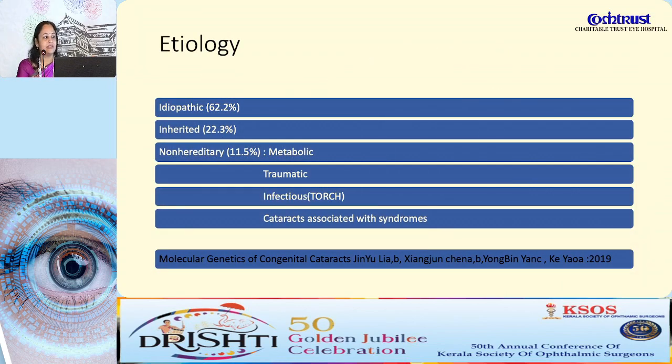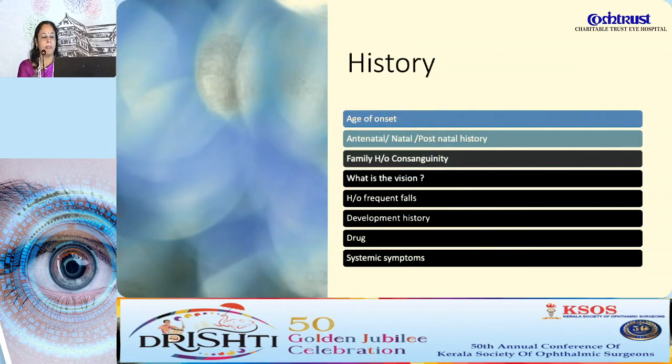So as Naveen has told, the most common cause is idiopathic, 62% literally. And inherited causes are around 22.3%. And non-hereditary causes, as you can see, involve the metabolic, traumatic, infectious causes, and cataracts which are associated with syndromes, which account for around 11.5%. So as he has already told, what is the importance?